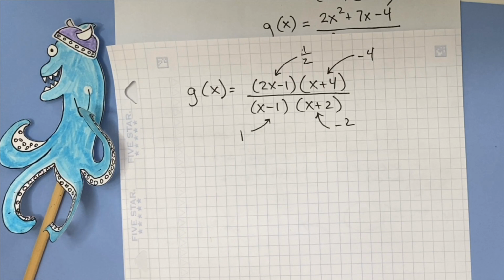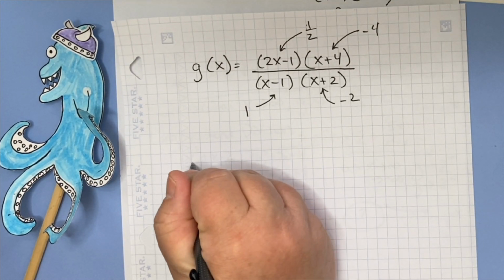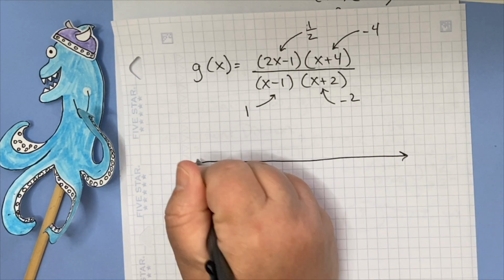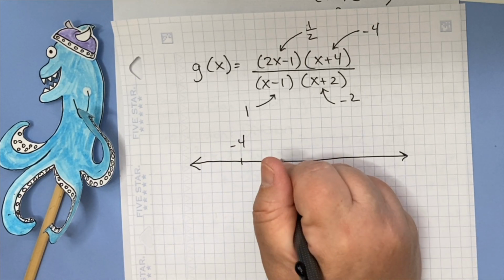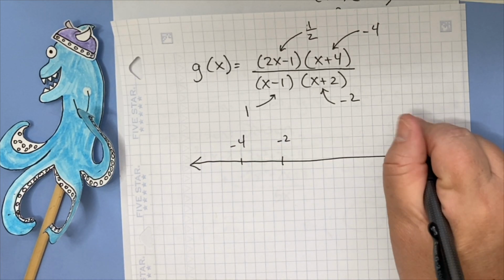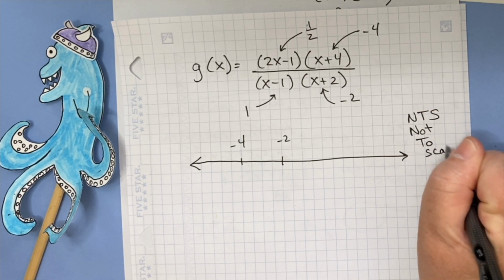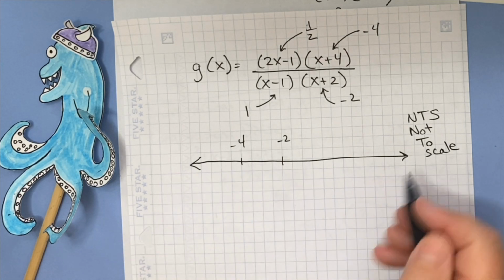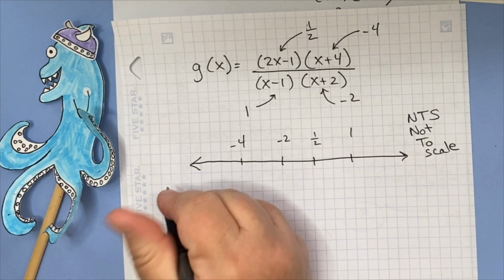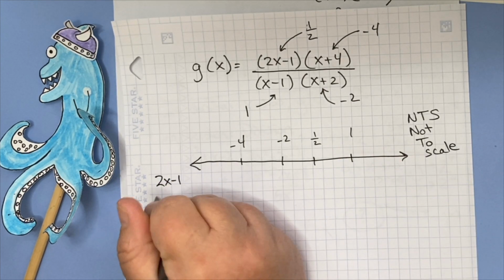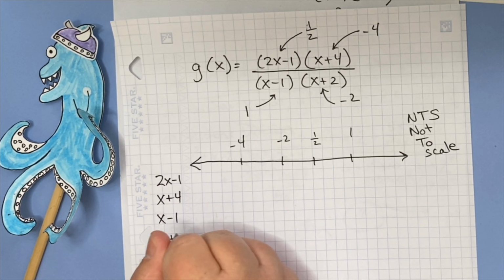Okay, so we're going to go ahead and set up a chart for this. So I'm going to get my number line. Let's see, I've got -4. Now, I am going to make this not to scale, the magical words. My number line is not going to be to scale, so I've got space in between everything. 1/2 and 1. 2x minus 1, x plus 4, x minus 1, x plus 2.